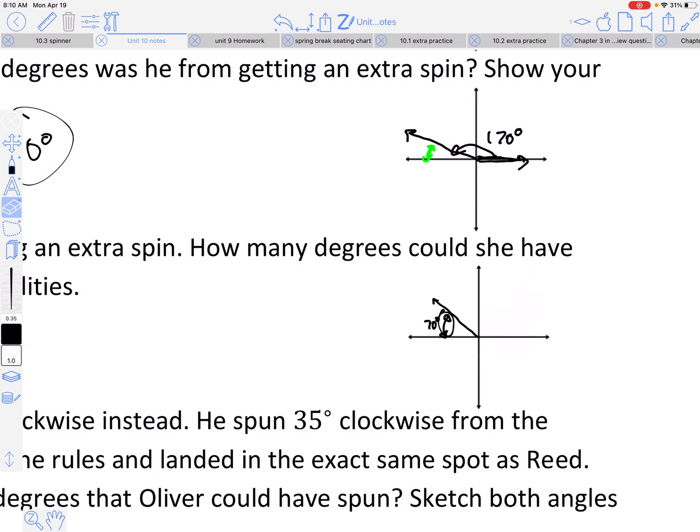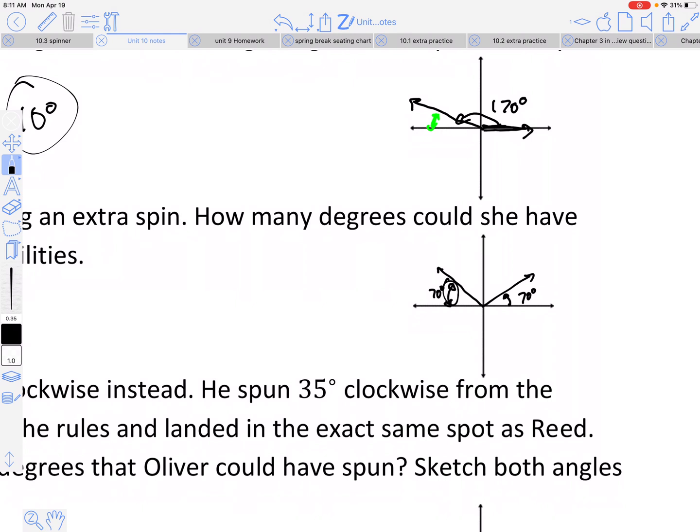Sometimes your angle can be your reference angle as well, right? So if I only open up this much, that's still the distance to the x-axis. It's my angle and my reference angle at once, okay? Here, I have my reference angle, but I also have my full angle there. And here, I have my full angle, but also my reference angle. So these could all be 70 degrees in here, right?